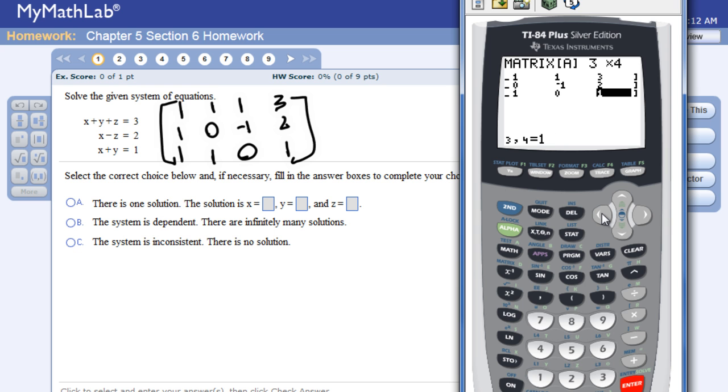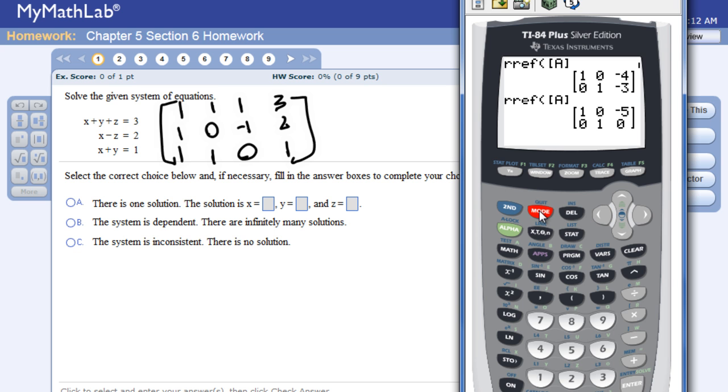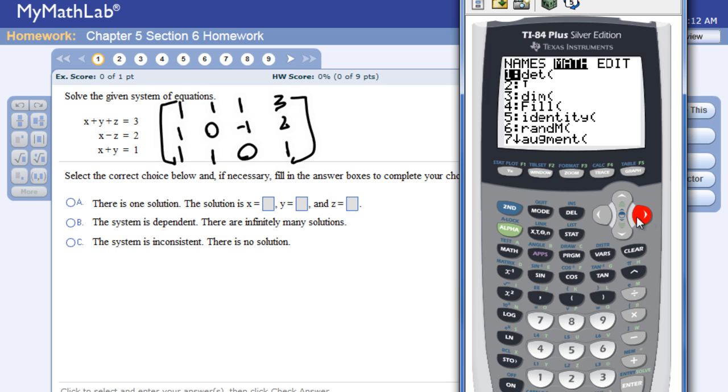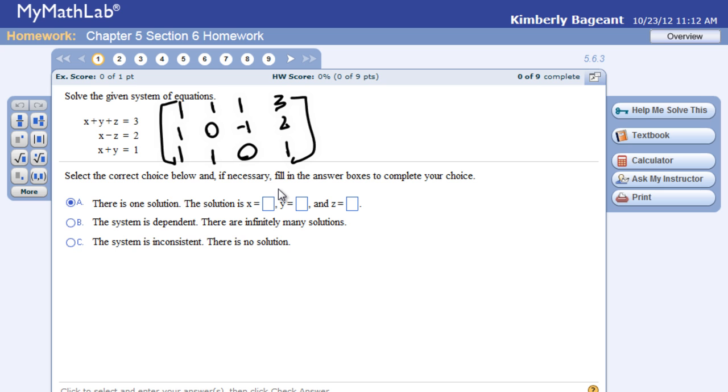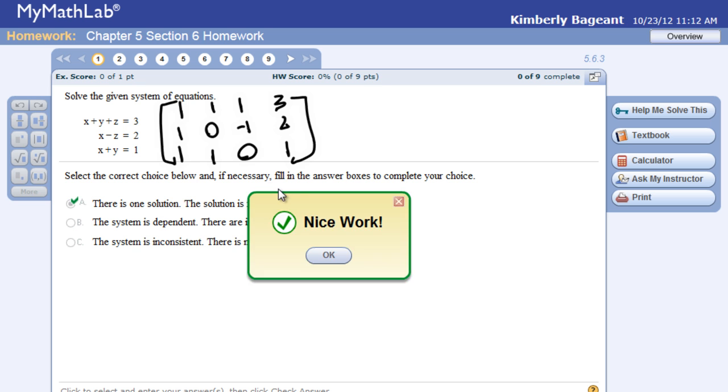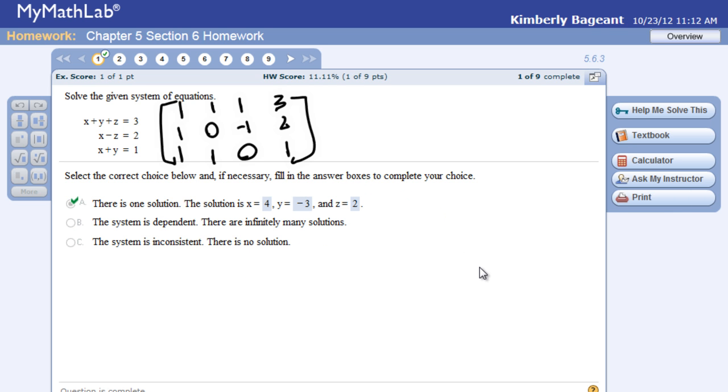I'm just going to look over this and double check to make sure I entered in everything correctly, and press second quit, second matrix, over to math, alpha B, second matrix, enter, enter. So you can see X is 4, Y is -3, and Z is 2. And that's that.